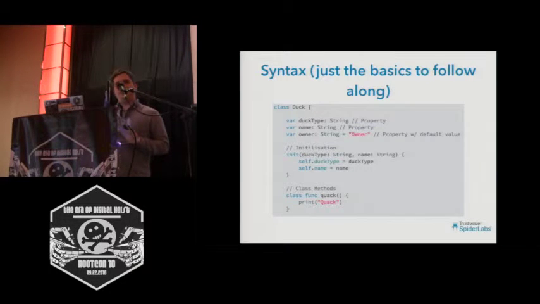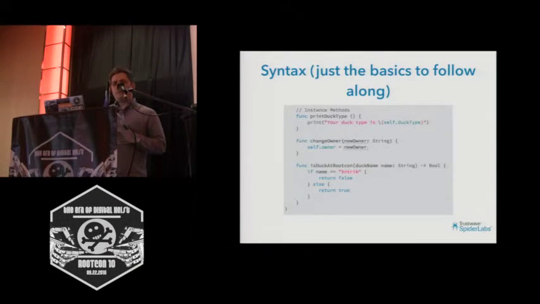Class methods, pretty straightforward. All methods are prefixed with func, func for function. But if you prefix that with the class keyword, you create a class method, which in this case is quack, which just prints quack. Pretty straightforward. Hopefully everybody can see that okay. And then instance methods. You've got print duck type, which is just a straight instance method that doesn't take any arguments, and just prints out a string.